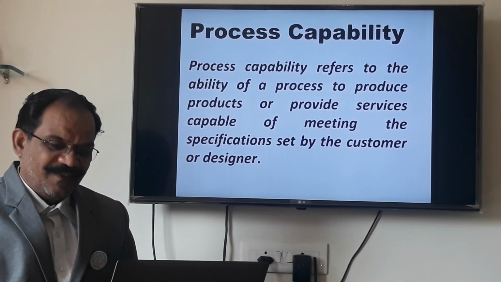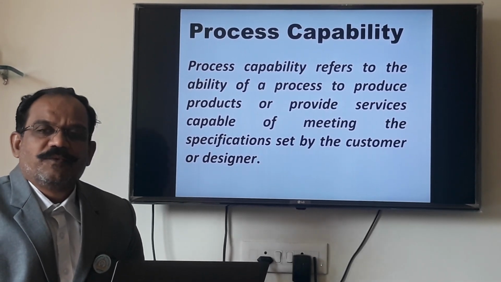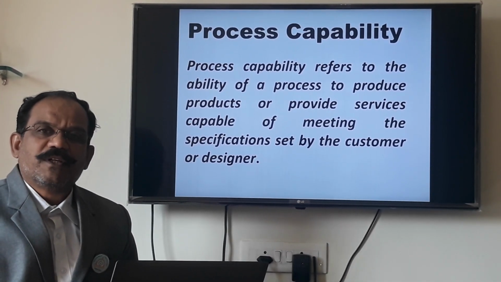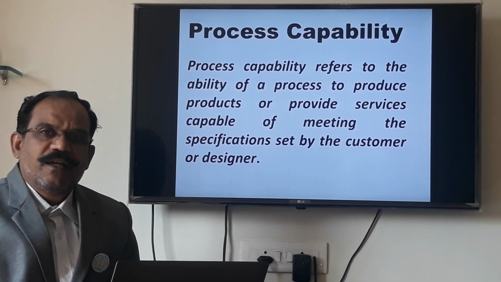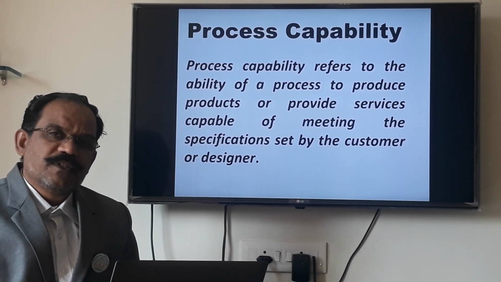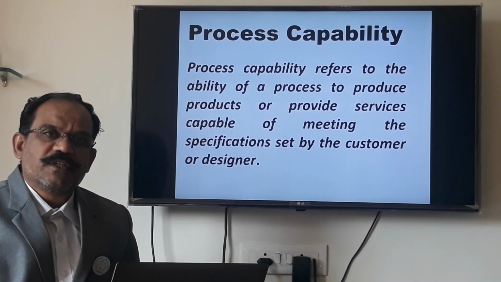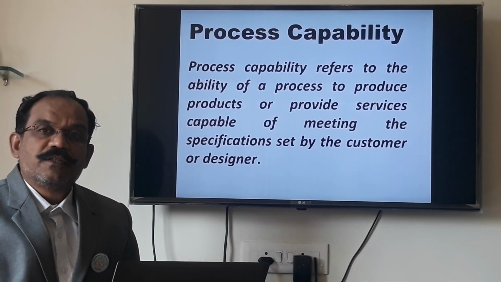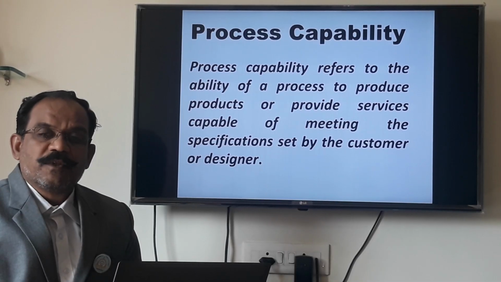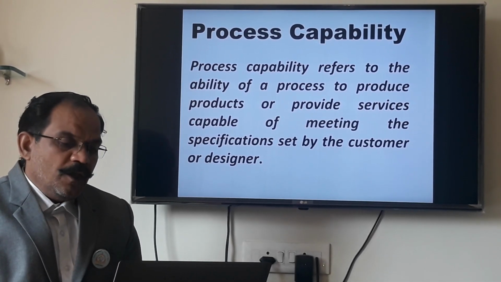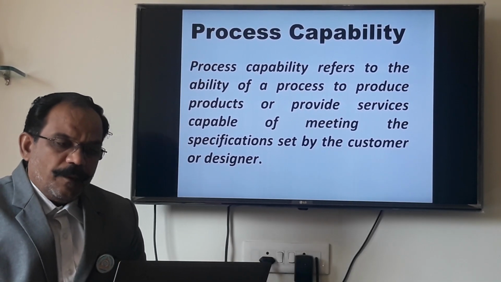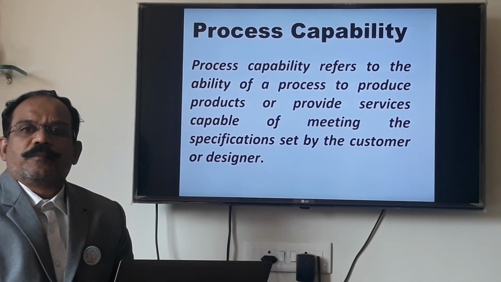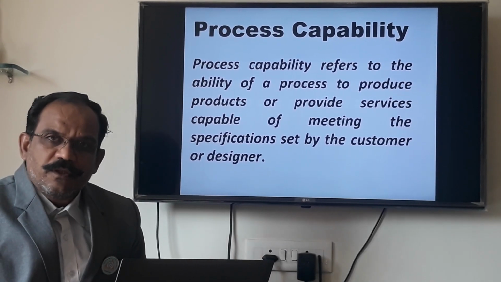Hello friends, yesterday we discussed the normal distribution curve. In that curve, we have seen that most of the products fall in the center line, or the mean line. That's why the curve seems to be bell shaped. So now, what is the application of this bell shape process, or the normal distribution curve?